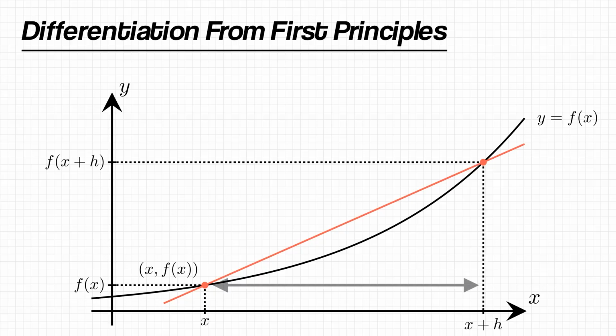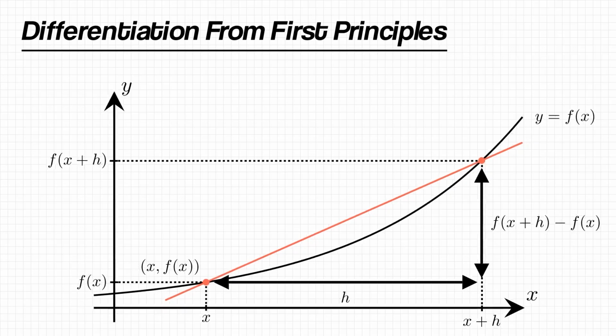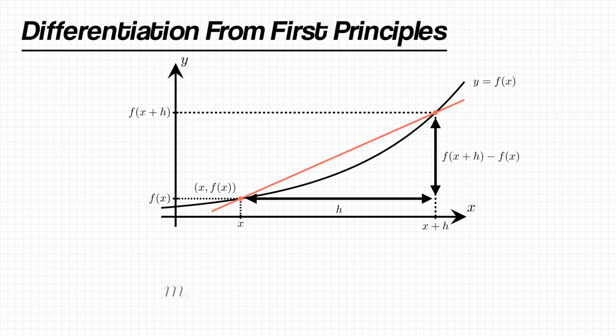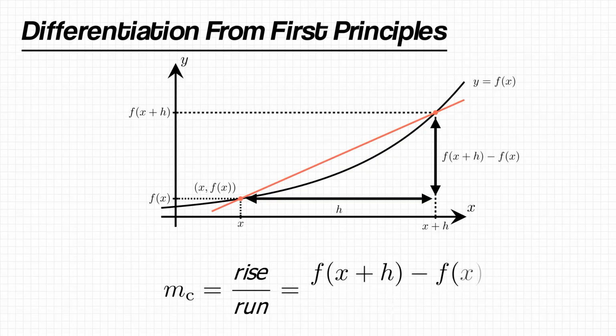The run between these 2 points would be h, and the rise would be f of x plus h minus f of x. The gradient of this chord would then be f of x plus h minus f of x all over h.